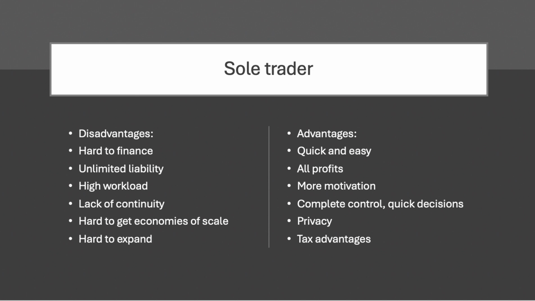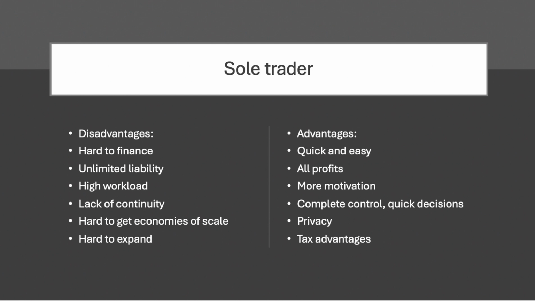Let's start with a sole trader. Of course, by its name, you can tell that that's a business owned by a singular person. The advantages of this are that it's quick and easy to set up. All the profits are obviously going to the owner. You have more motivation because you're more involved in the business. You have complete control, therefore it gives you quick decision making. You have privacy because all you need to do is file your taxes, and you have tax advantages because usually governments kind of give you benefits for running such businesses and helping the economy.